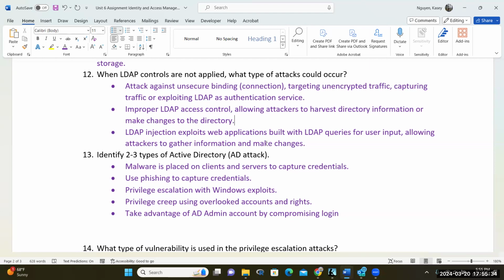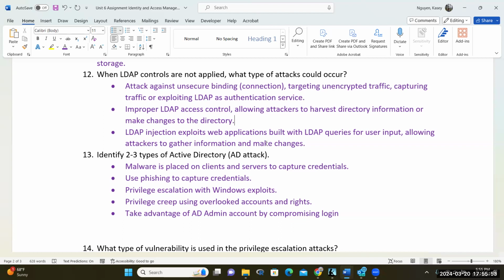Privilege creep using overlooked accounts and rights. Like I mentioned earlier, a user might be in a certain group that gives them more privilege than needed. And that might be overlooked over time, and so they would try to find those type of accounts.